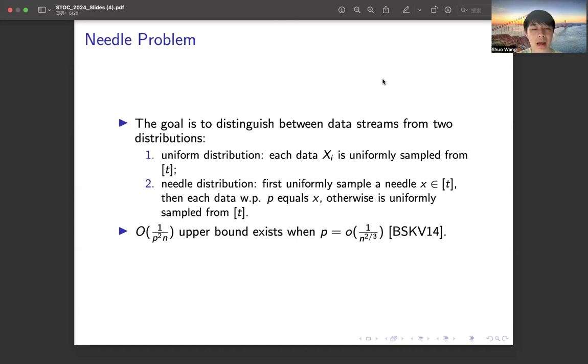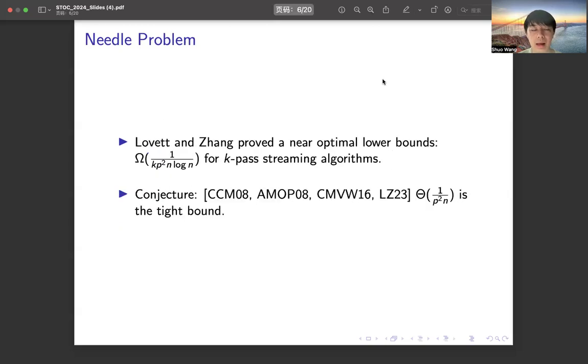For the needle problem, we have an upper bound of O(1/p^2 times n) bits, and this works for most of the parameters. On the contrary, Lovett and Zhang proved a near optimal lower bound. They showed that k-pass streaming algorithms require Omega(1/(k p^2) times n / log n) space to solve the needle problem. It is also widely conjectured that Theta(1/p^2 times n) is a tight bound.